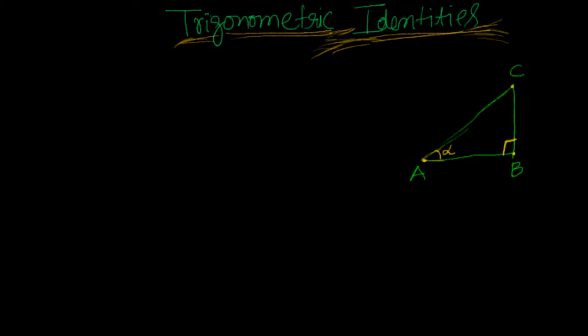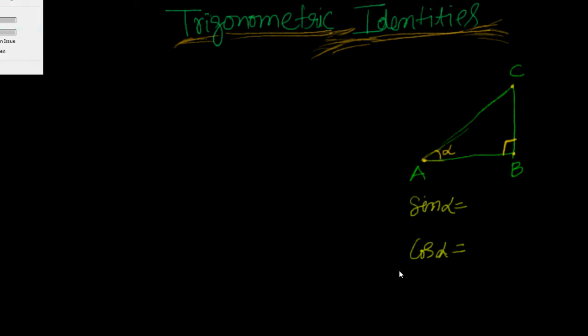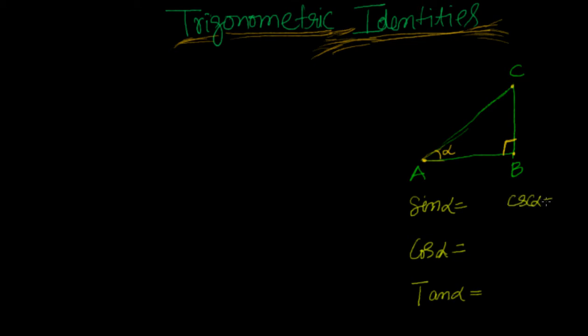So we'll put it here. What we know about trigonometric ratios, we know what is sine alpha. So I will put all the information we know. I will say sine alpha, then what is cos alpha, what is tan alpha, and also what is cosecant alpha, what is secant alpha, what is cot alpha.